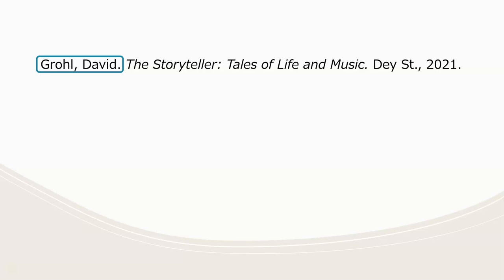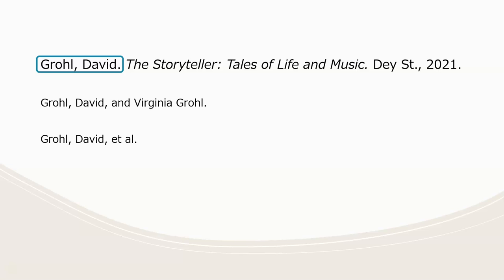But what happens when there's more than one author? Well, now it gets a little more complicated. When you have two authors, the first author is formatted last name, comma, first name, comma. Then you use the word and followed by the second author, whose name is formatted in the first name, last name format. Then follow it with the period.